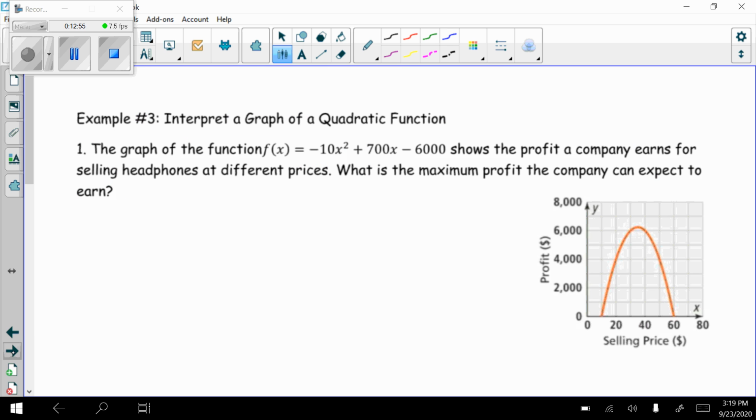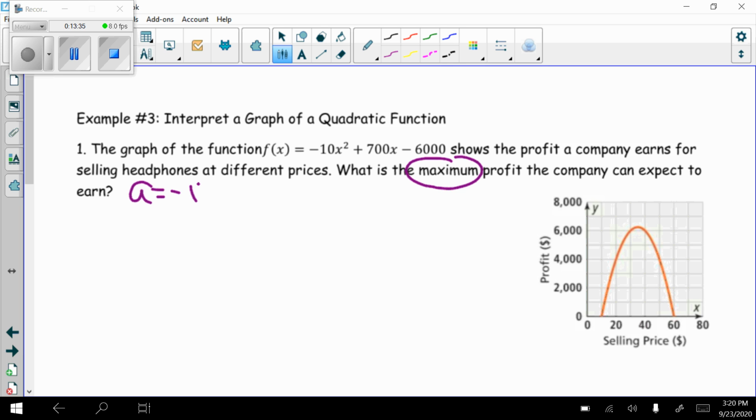Next thing today that we're going to look at is interpreting a graph of a quadratic function, our word problems. And this is where the real world application comes in. So this one, it gives me the graph of the function equals -10x squared plus 700x minus 6,000. It shows the profit a company earns for selling headphones at different prices. It wants to know what is the maximum profit the company can expect to earn. We see this word maximum. Remember, anytime we hear maximum or minimum and we're dealing with quadratics, we're just looking at the y coordinate of our vertex. So all I need to do is find the y coordinate of my vertex.